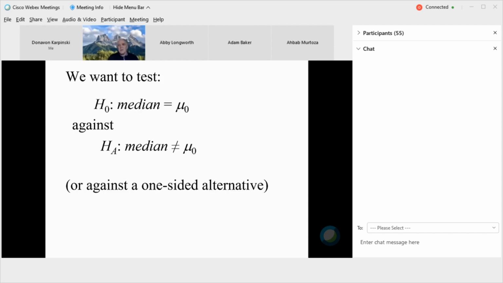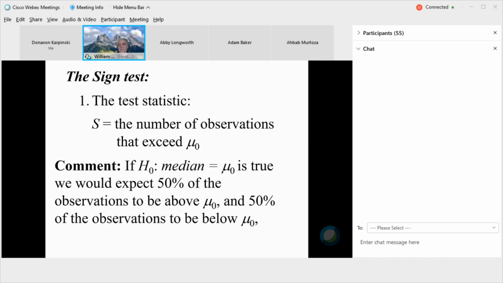We want to test whether the median is equal to some value. Quite often when your data is not normal, the measure of central location is the median, the halfway point. We want to test if the median is equal to some prescribed value, mu naught. The alternative is that it's not equal to mu naught. You could also have one-sided alternatives. The test statistic is the number of observations that exceed mu naught.